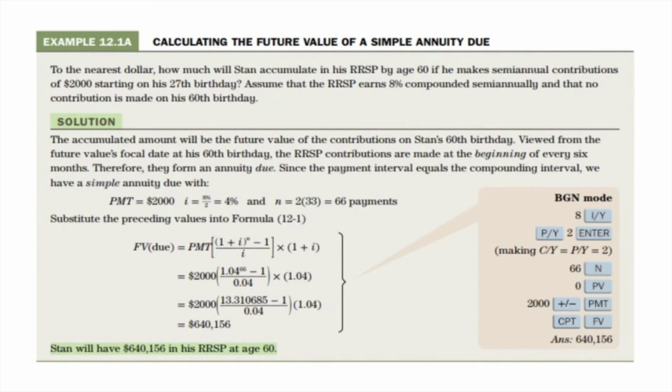Next thing we need to look at is to assume the RRSP earns 8% compounded semi-annually, and that he's going to make payments semi-annually.